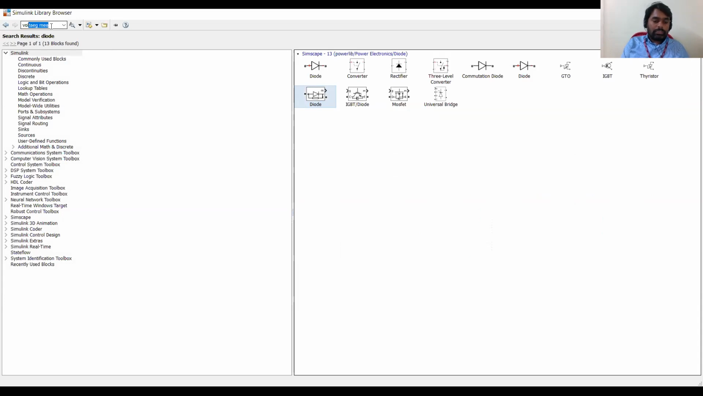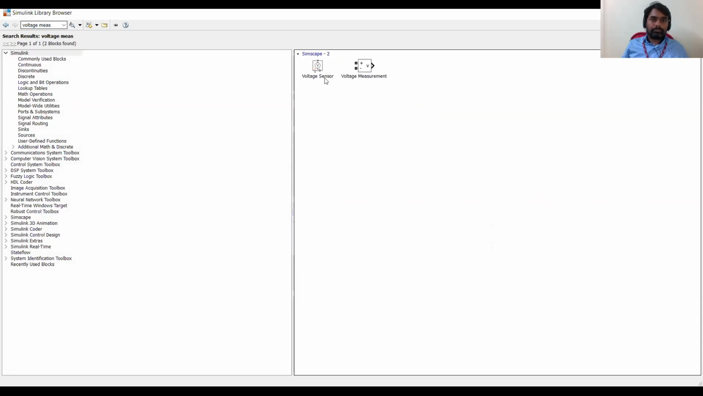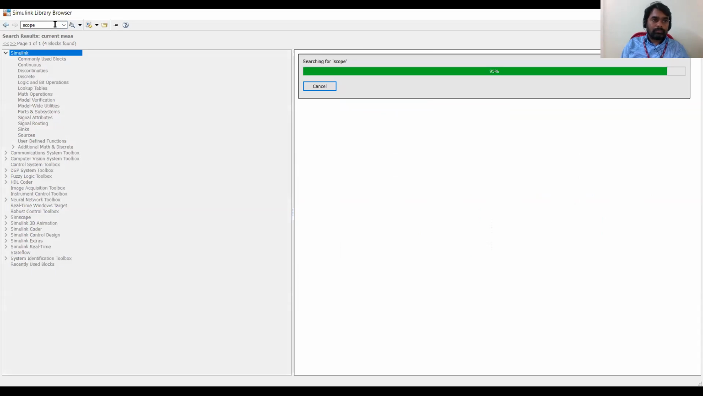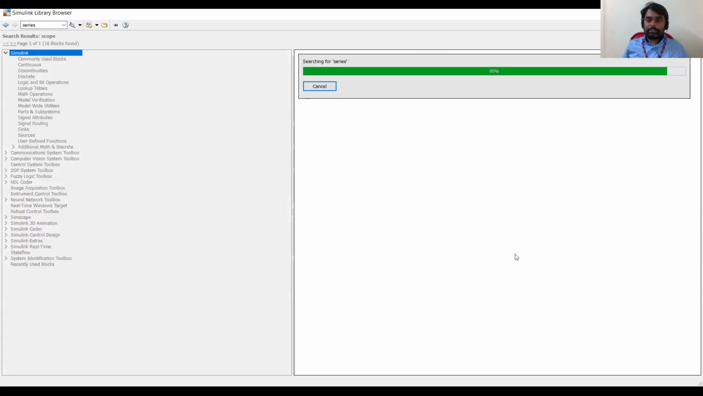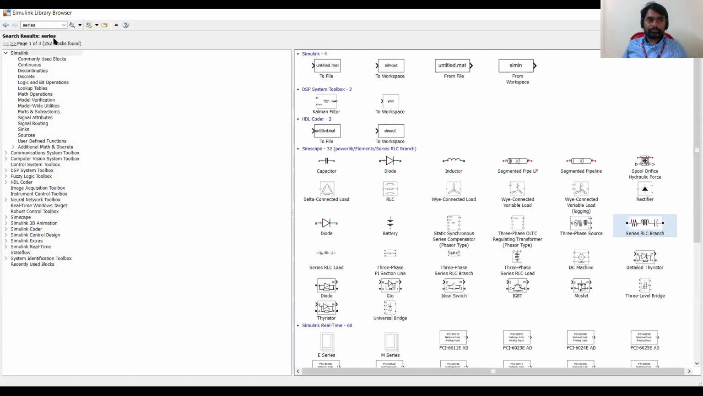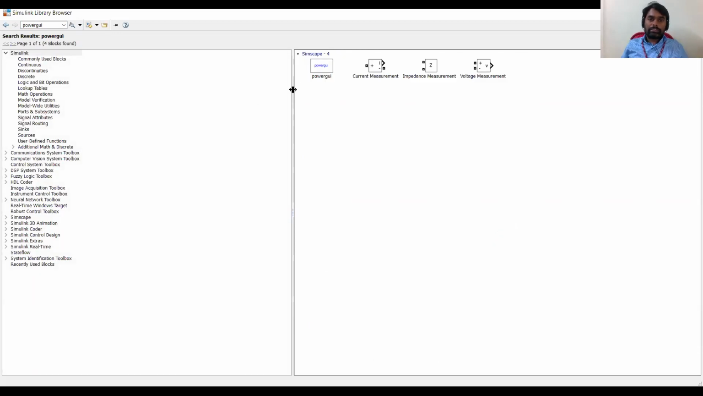We require a voltage measurement block to measure the voltage, a current measurement block which measures the current, a scope to see the waveforms, voltage and current waveforms, a series RLC branch which is our load, right? And powergui to run this complete model.